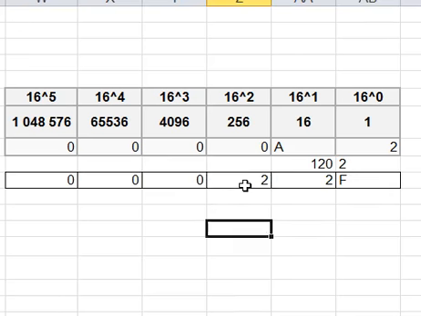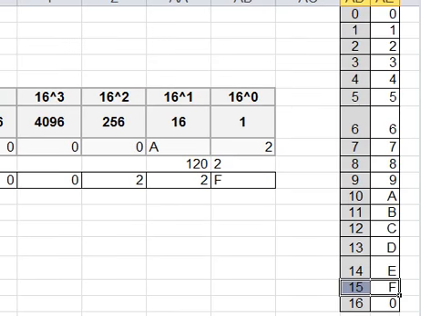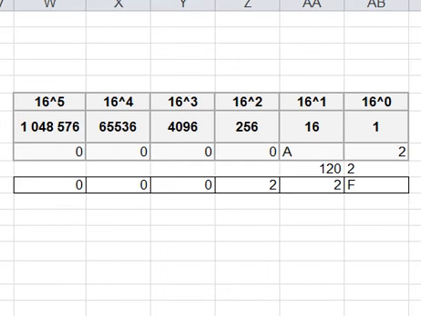Suppose we have 2 in this column, 2 in this column, and F in this column. 2 2 F is our hexadecimal number. So we say 2 times 256, 2 times 16, and F, which is 15. Remember, F is 15, times 1.